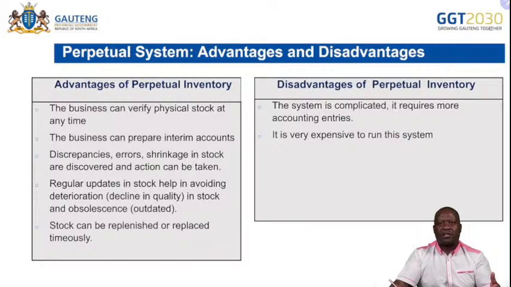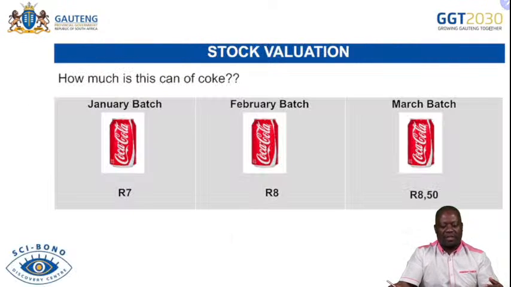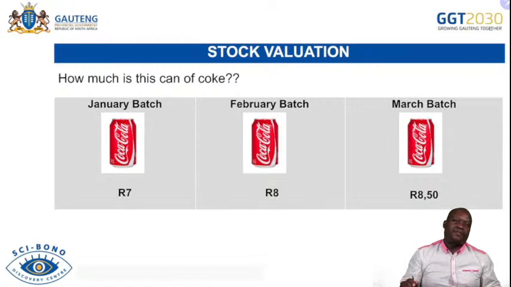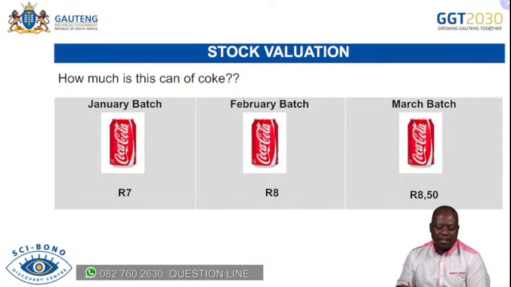Very important. Now, if you look into these two systems, I can observe that the perpetual system has more advantages than disadvantages, which cannot be said about the other friend, which has more disadvantages than advantages. I mean, the periodic inventory system. Now, that concludes that part.